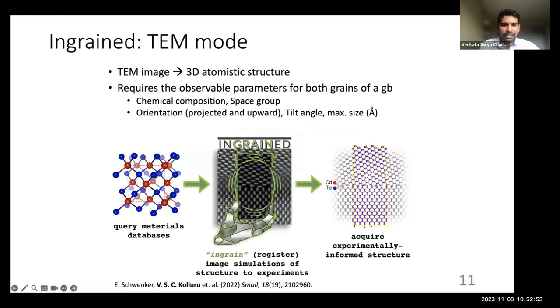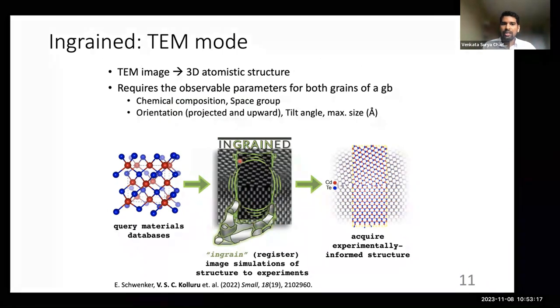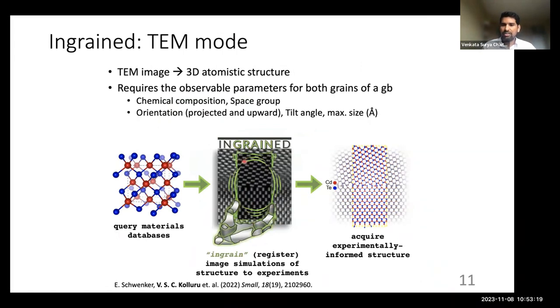So the Ingrained TEM mode, we start with an experimental TEM image of a grain boundary specifically, and Ingrained TEM mode needs the information of both the individual grains, such as what's the chemical composition and what is the space group, and the projection perpendicular to the screen and also in the upward direction.